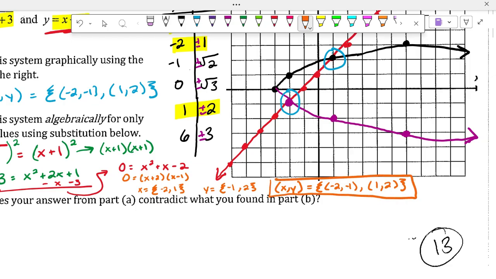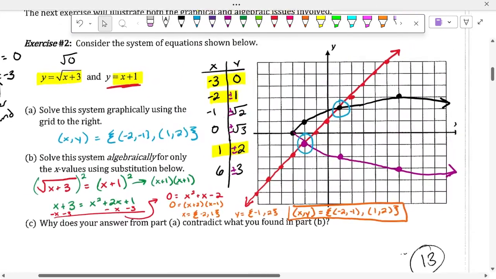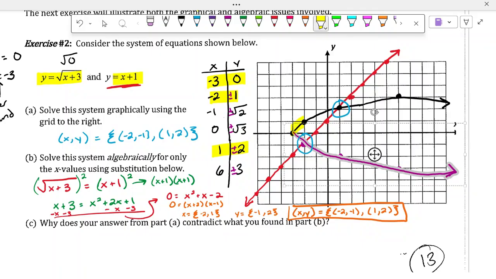Now, here's the thing. Here's kind of the issue that we have. If you were to graph that square root function in Desmos, they would only give you this part. Why do you think they only give us that part of the square root function? Well, it is the positive version.